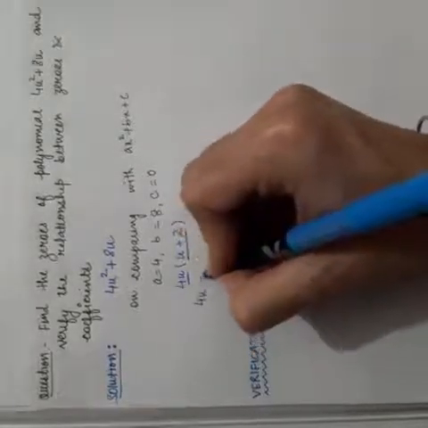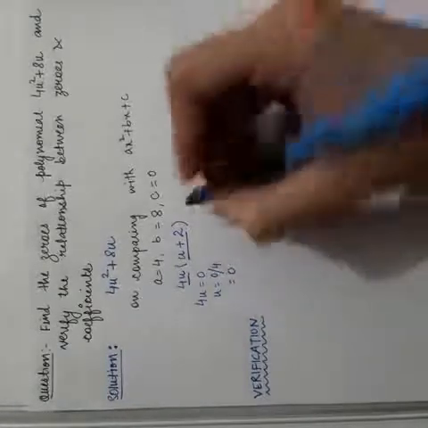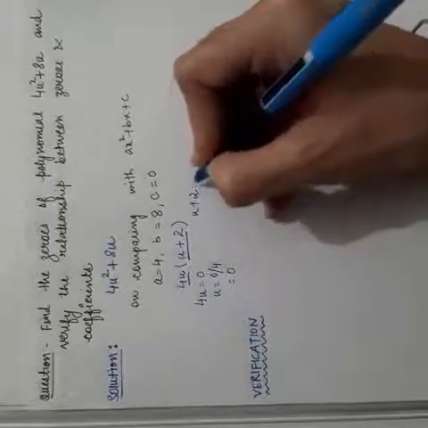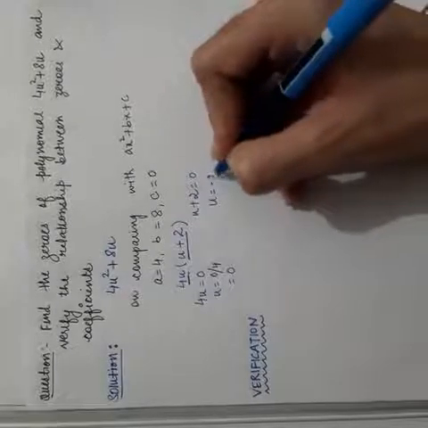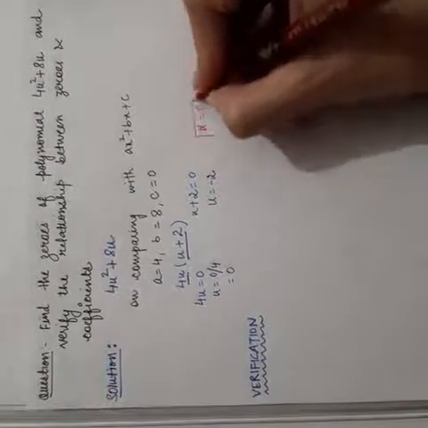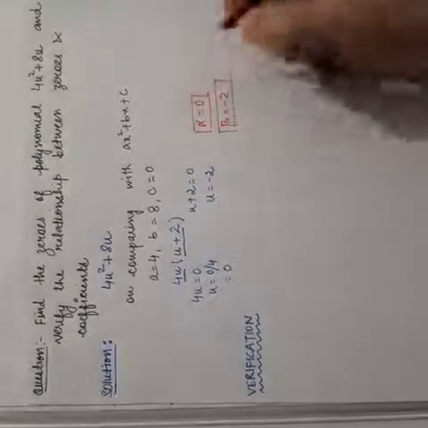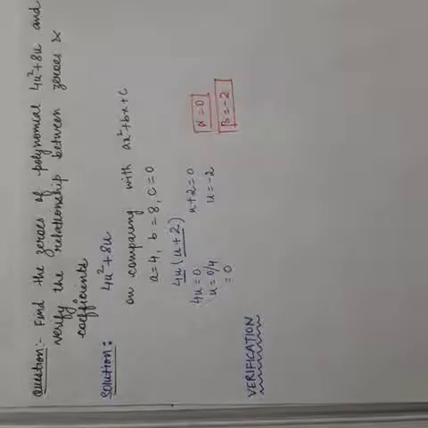Put the first factor equal to 0. You will get 0 upon 4, that is 0. Put the second factor equal to 0. You will get minus 2. That means alpha is 0 and beta is minus 2. Now you got the zeros. Again, you can do the verification process as we had done in the first example.